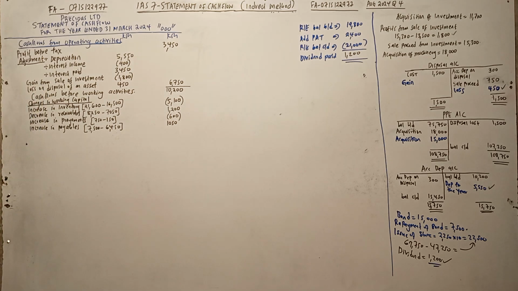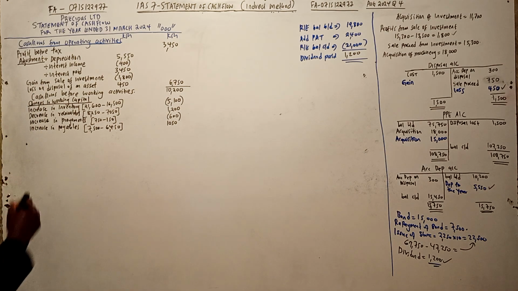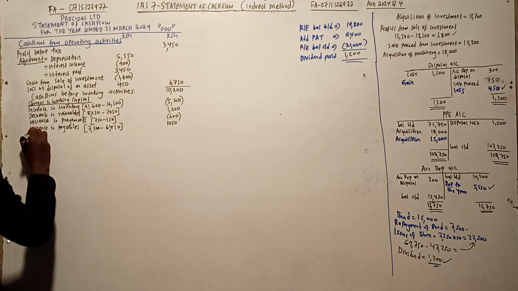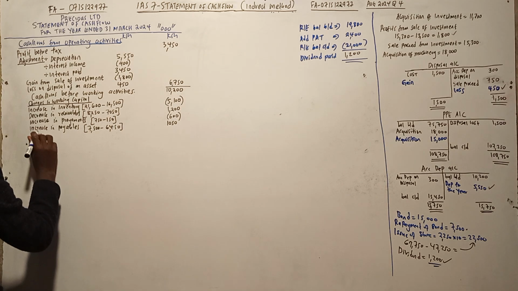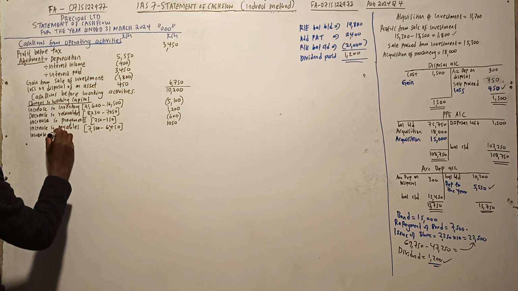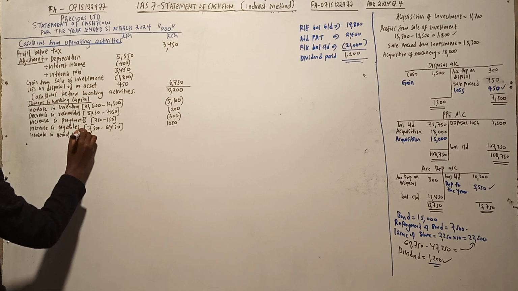And then we have an accrual. Accrued liabilities. So is it an increase? So an accrual ilikuwa 1350 kenda 1800. So we have an increase also. Increase in accrued liabilities.